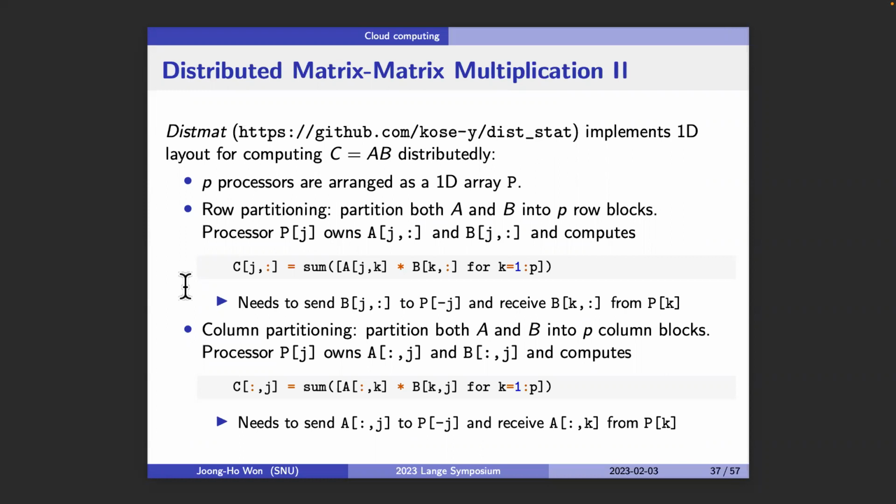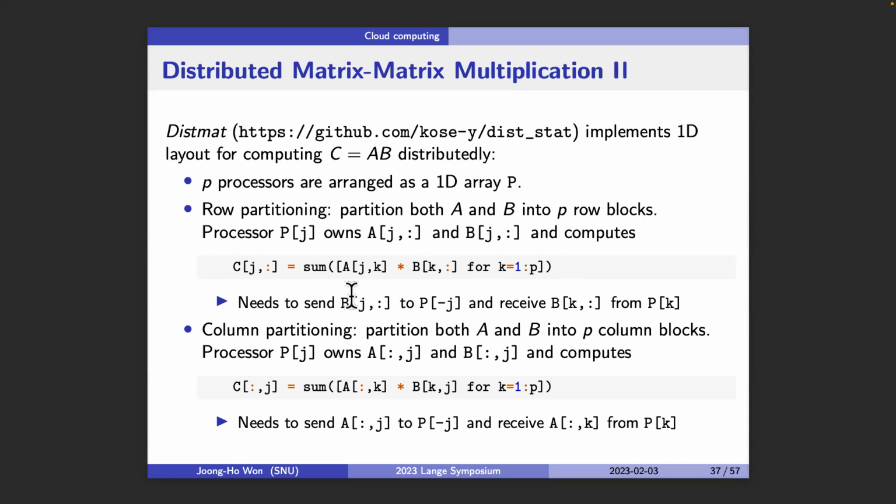Then there are three possibilities for matrix multiplication. The first one is row partitioning. Basically, we partition both A and B by rows. And then the jth processor owns the jth row block of A and the jth row block of B, and computes the jth row block of the C matrix by running this pseudo Julia code, basically. So this is just how you get the jth component of C.